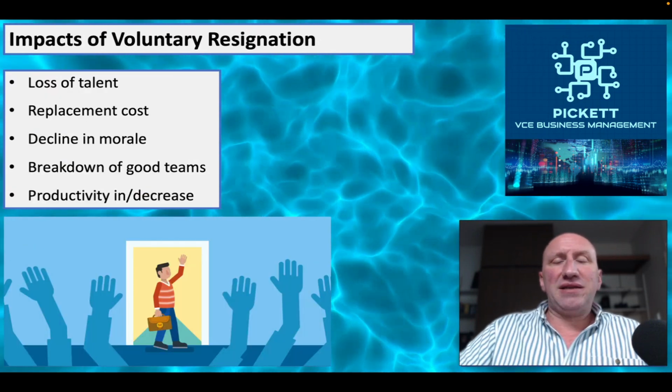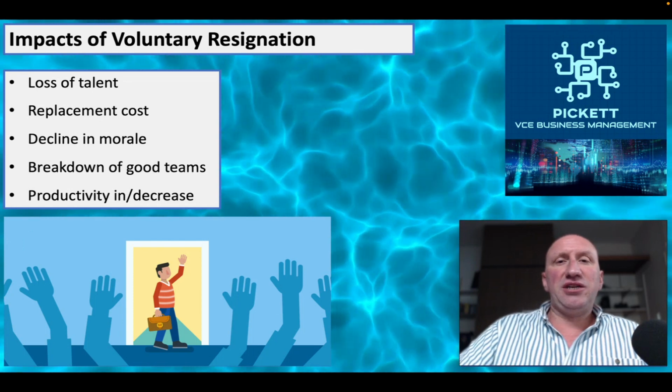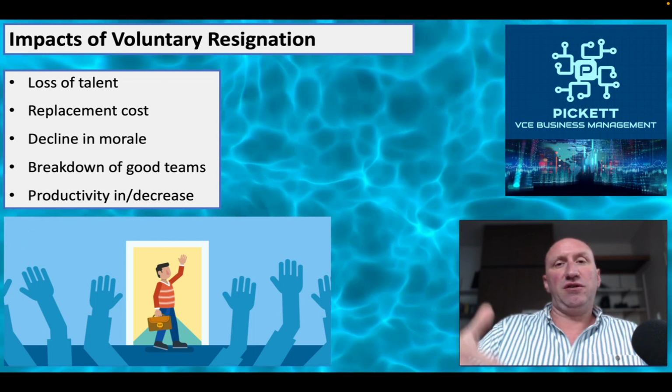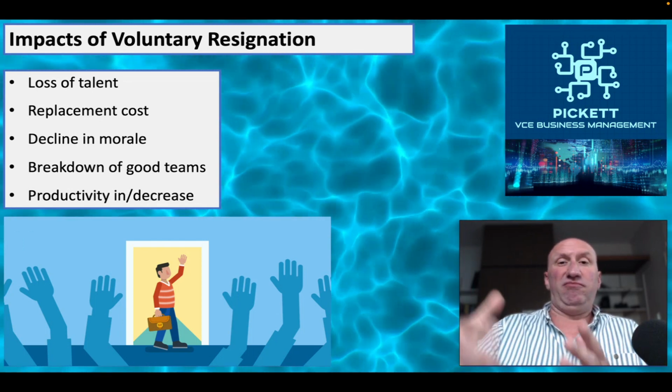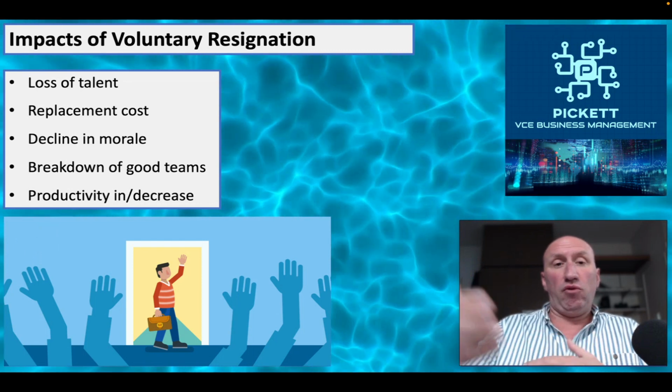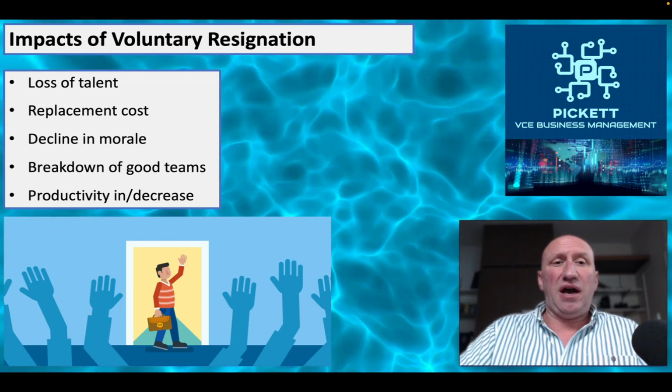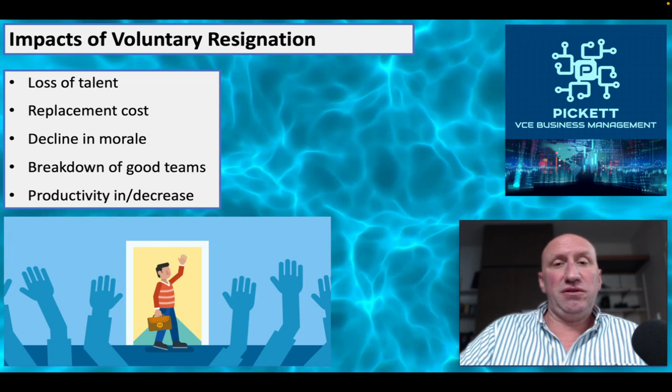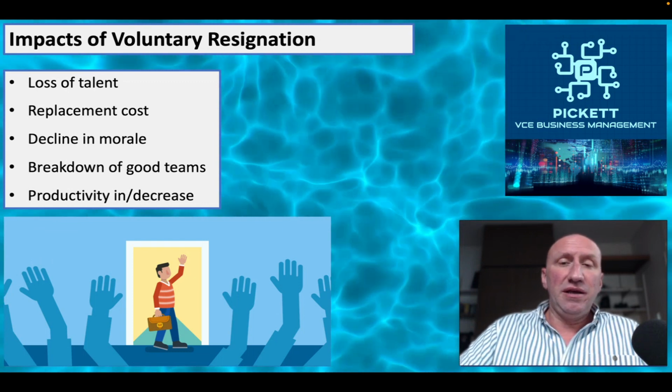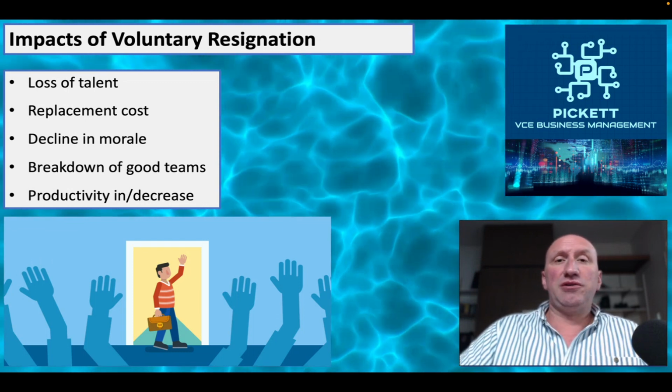Now, the impacts of voluntary resignation, whether it's resignation or retirement either, actually. So I guess the impacts of voluntary termination, this probably more accurately. Number one could be the loss of talent.